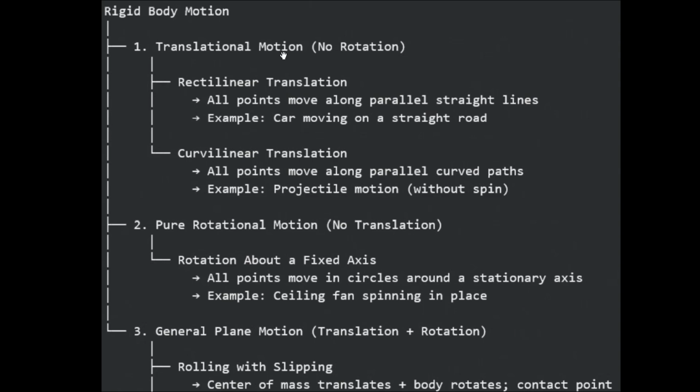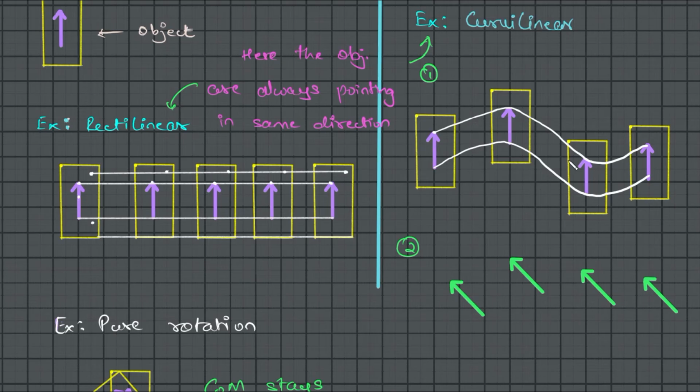So let's read through. Translation motion has no rotation. The object orientation does not change. Under that we have rectilinear: all points move along parallel straight lines, like a car moving on a straight road. Curvilinear: all points move along parallel curved paths. Example, projectile motion without spinning. If I throw something up, it comes down. It's difficult for me to explain over here, but this can be an example of projectile motion. Okay, the first three pictures over here.